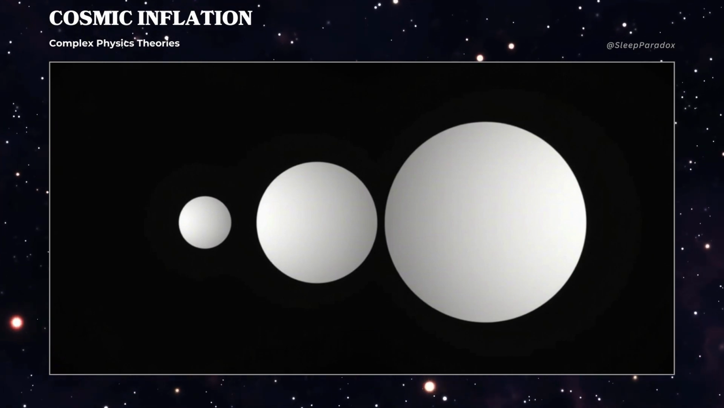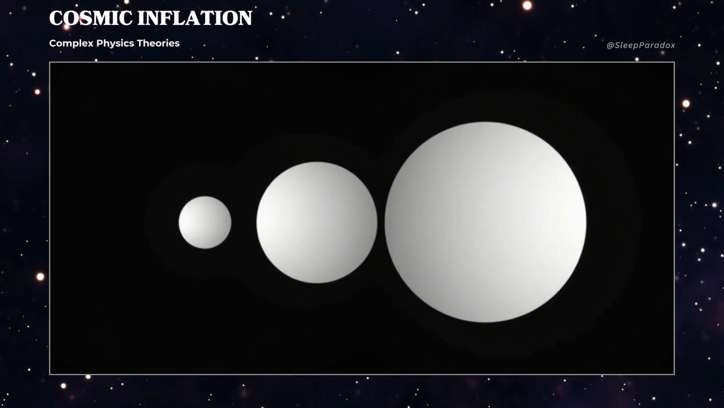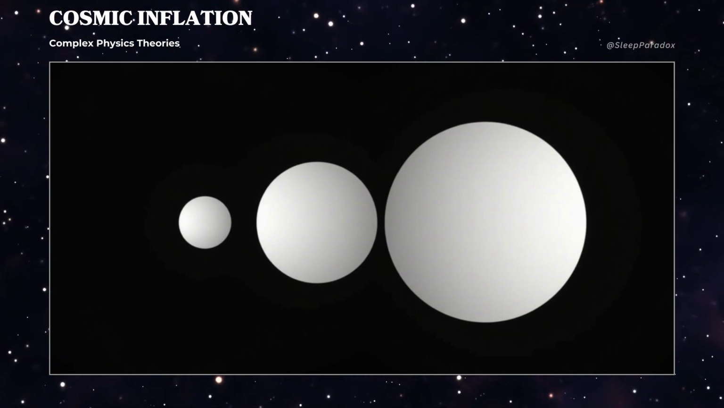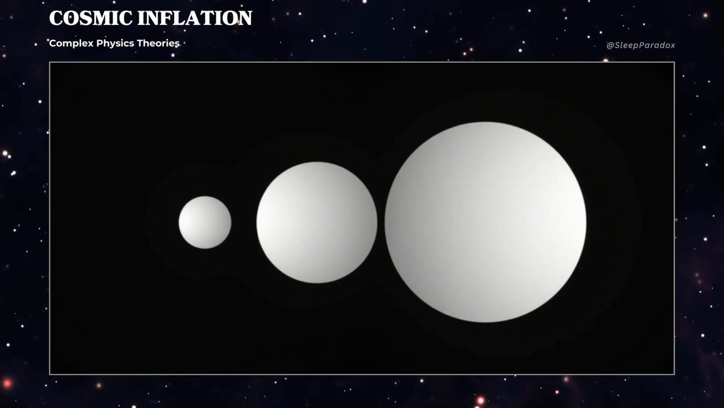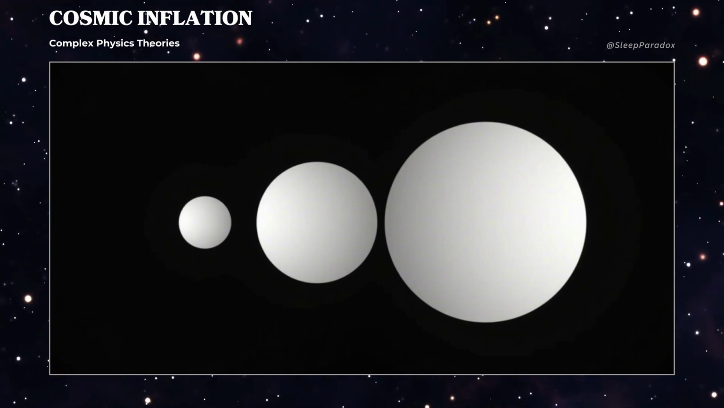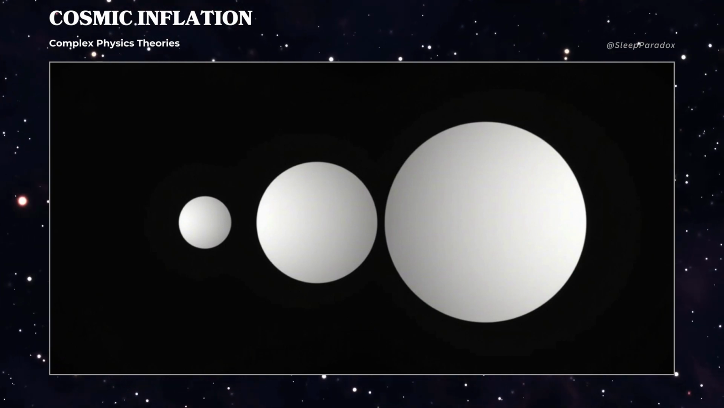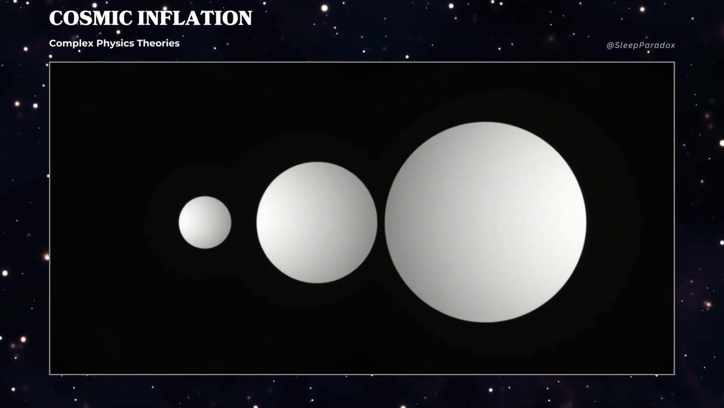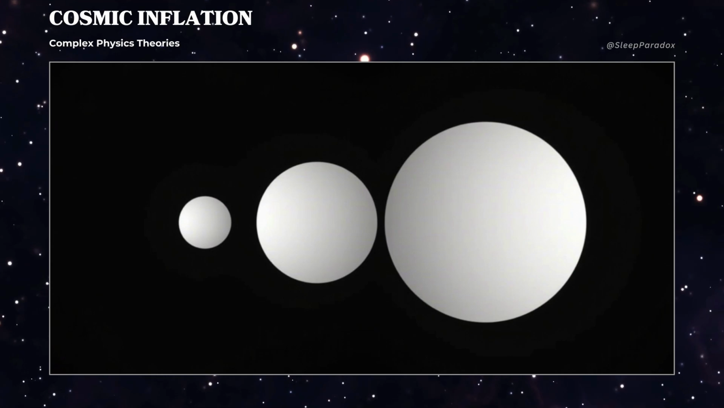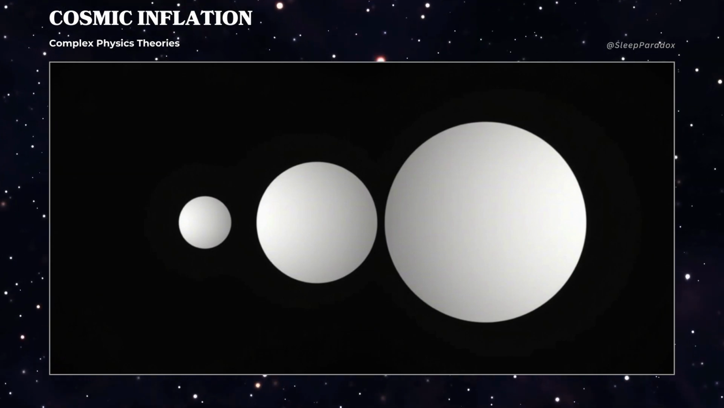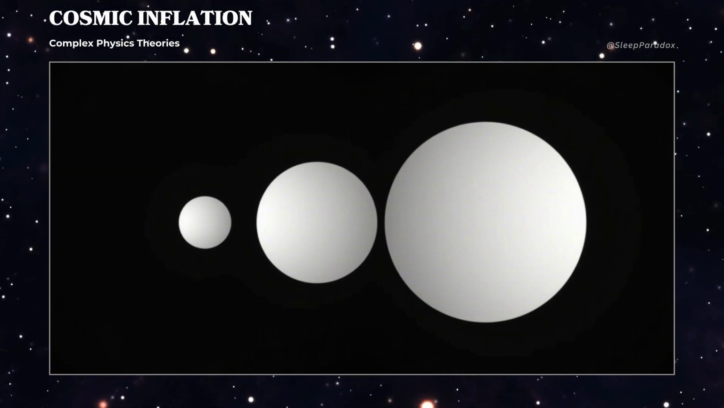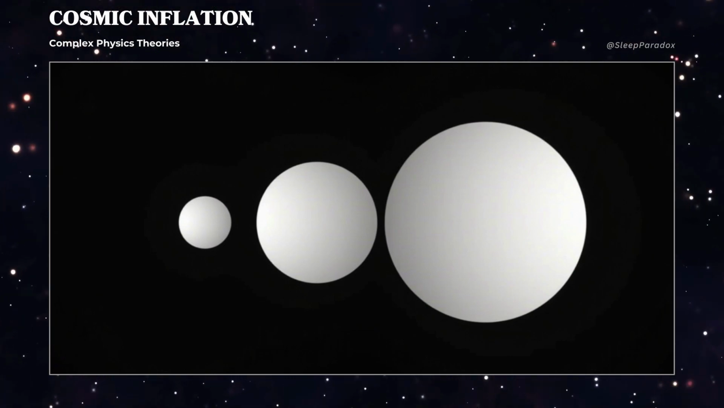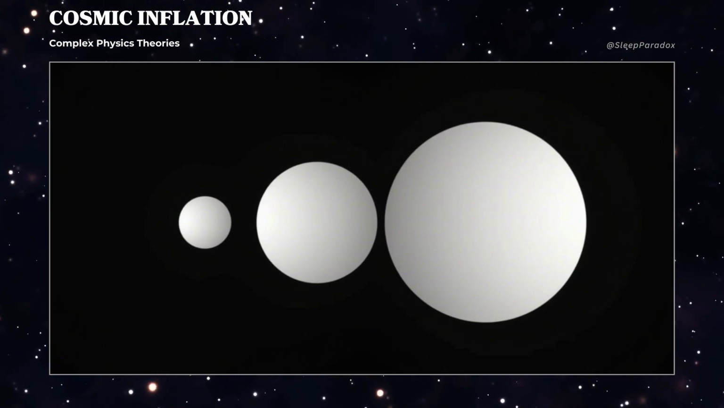Another mystery inflation resolves is why the universe is nearly flat. In a geometric sense, a flat universe means that parallel lines, if extended infinitely, would never meet. Before inflation, the curvature of space, be it closed like a sphere or open like a saddle, was more pronounced. But inflating a curved space-time so rapidly is like taking a tiny piece of a ball and expanding it until it resembles a flat plane. The more you stretch, the flatter it appears.